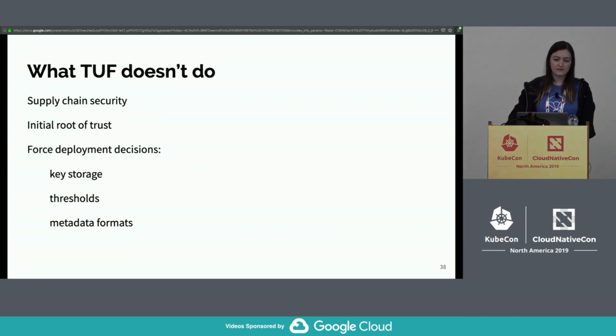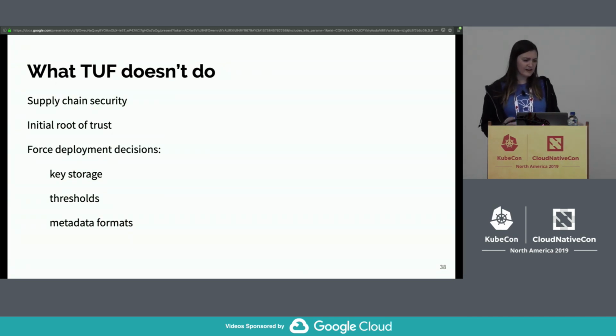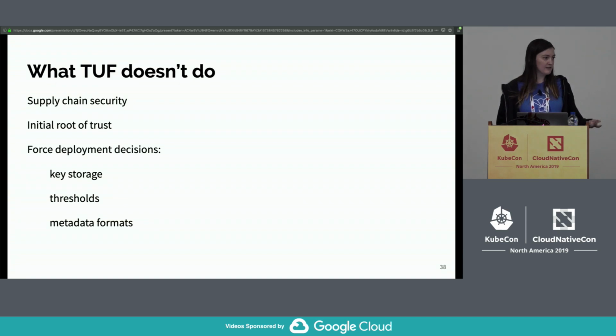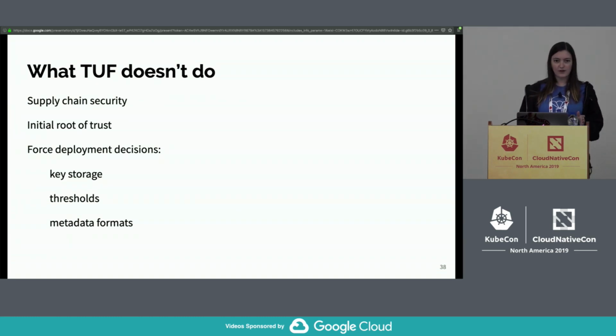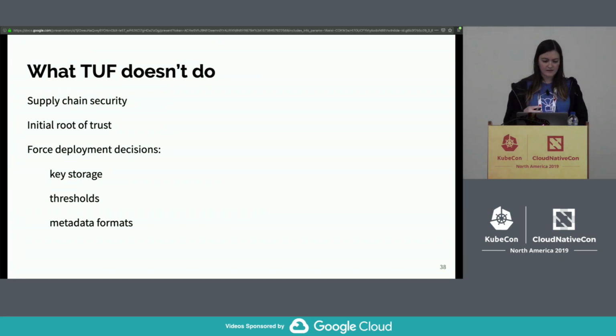So that's all the things that TUF does protect you against. These are some things that are out of scope of the project or some things that we leave flexible. TUF does not do supply chain security. TUF manages the part after your code is already finished. So you already built your code, it's ready to be sent to your customers. From there to the client, that's the part that TUF manages. All the stages before that are out of scope of the project. And there are a lot of other really good projects that you can look at, such as in-toto or other projects for the rest of the supply chain. TUF also doesn't manage that initial root of trust.